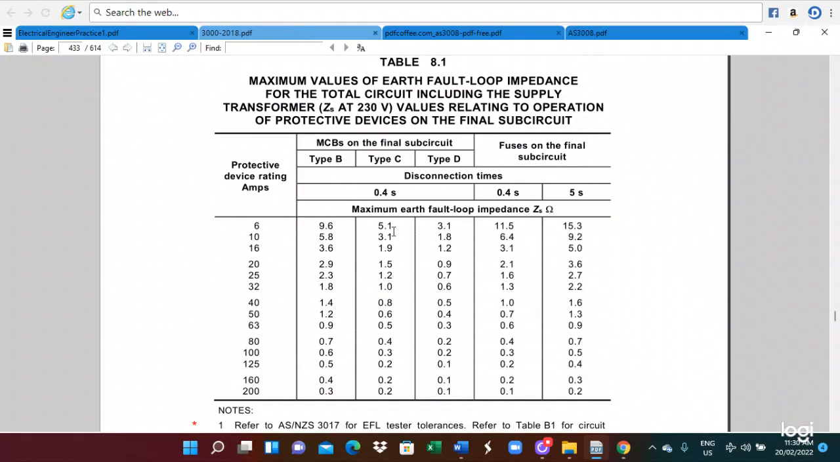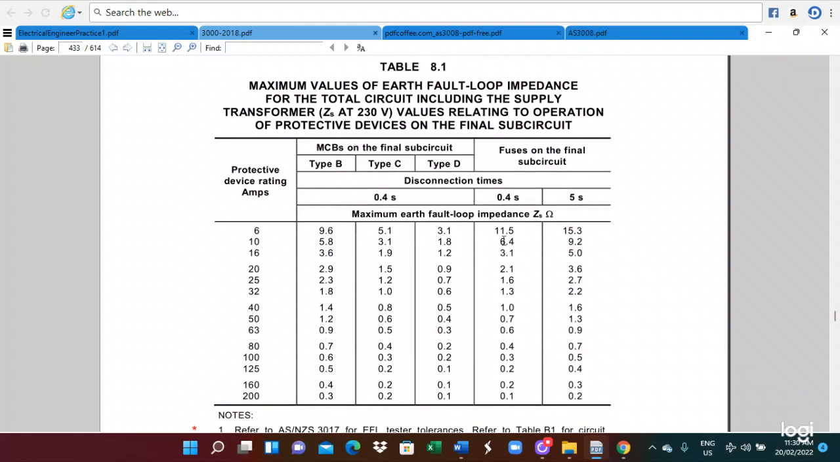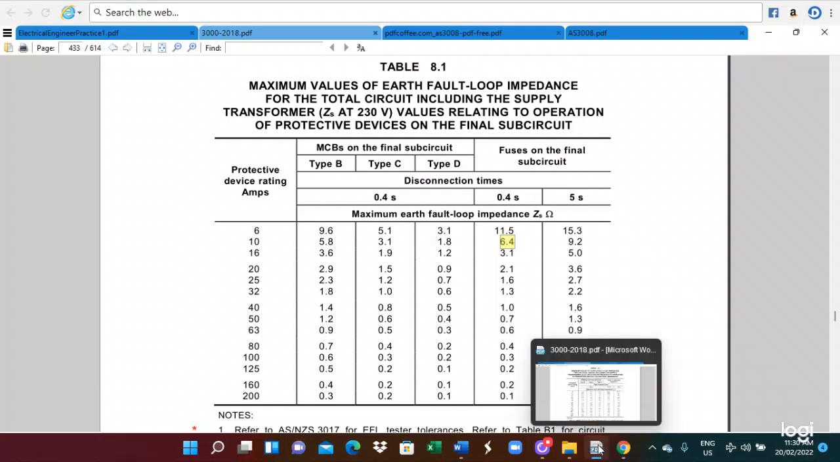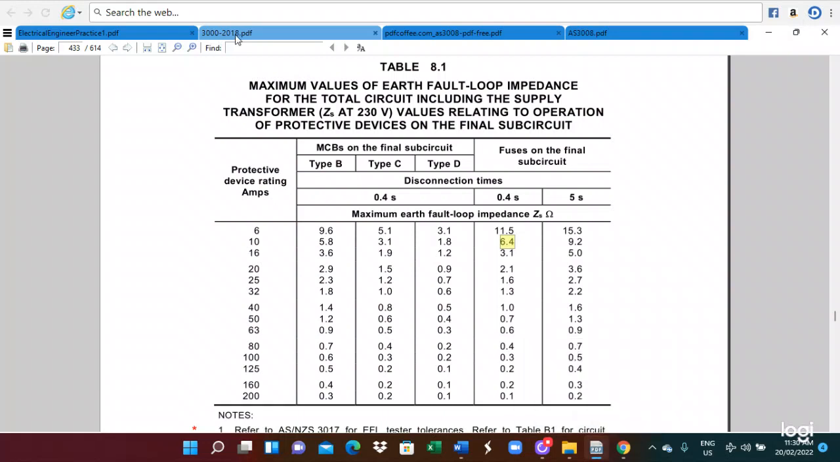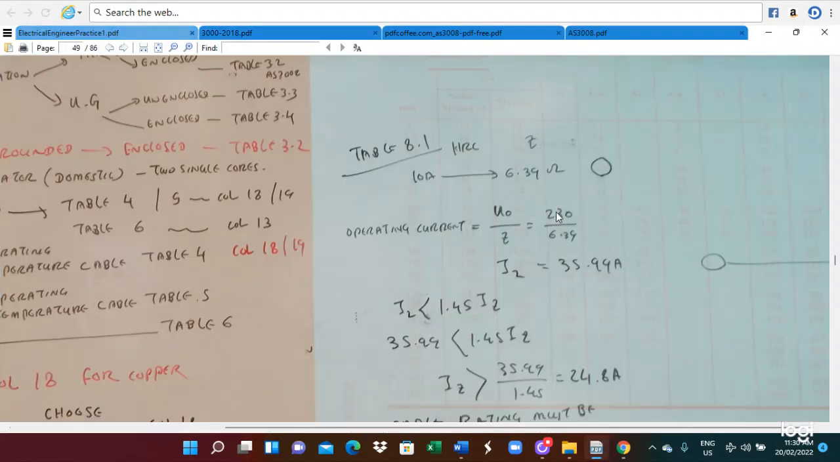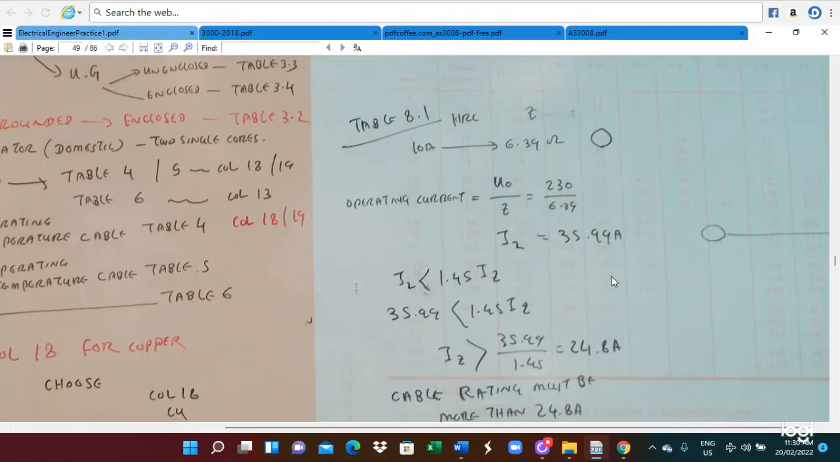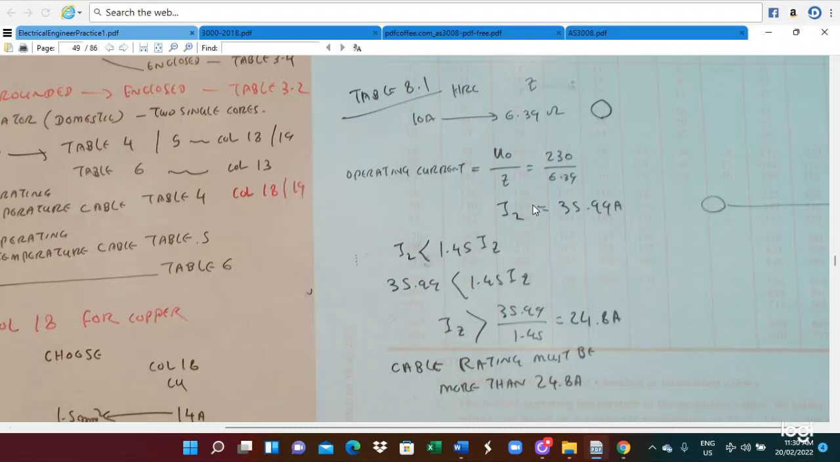The protective device rating is 10 ampere, which we already know. And then also the 6.40. So the HRC fuse follows this impedance that we utilize. Supply voltage 234 divided by 6.4, you get 35.94 ampere. This is the ideal value, and this value must be less than 1.45 IZ.